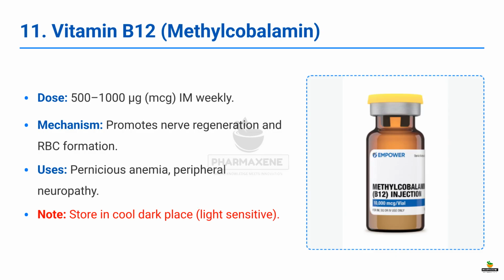Vitamin B12, or methylcobalamin, is typically given as 500 to 1,000 micrograms, mcg IM weekly. It promotes nerve regeneration and red blood cell formation, useful for pernicious anemia and peripheral neuropathy. Store it in a cool, dark place, as it is light sensitive.